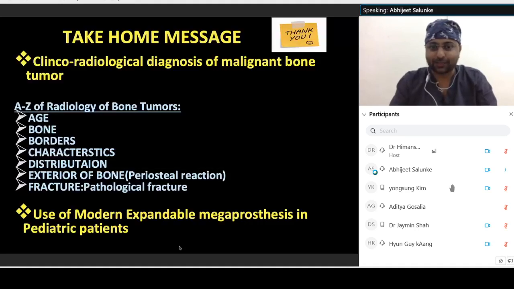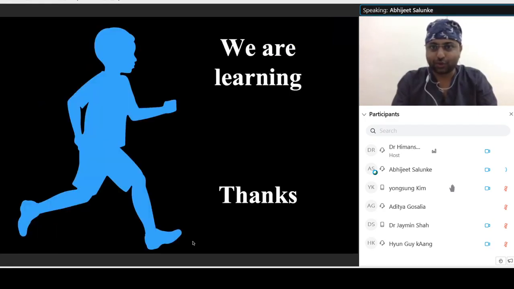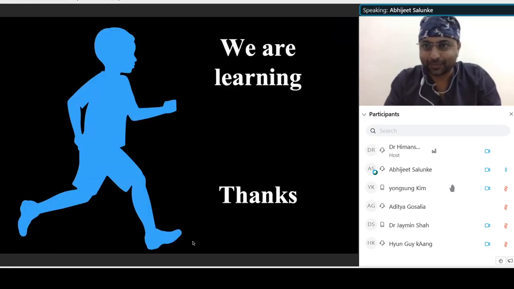So the take-home message for this case will be, we should evaluate the X-rays very properly, use this simple mnemonic A, B, C, D, E, F, and use of expandable megaprosthesis can be helpful for pediatric patients. So we are still learning. Thanks, Dr. Himanshu.